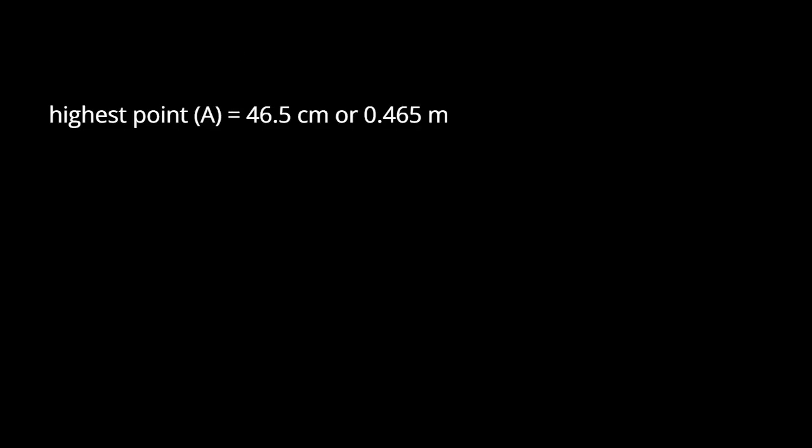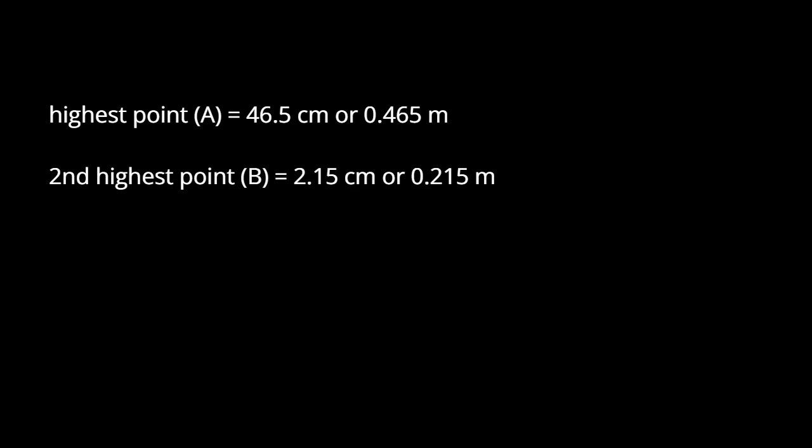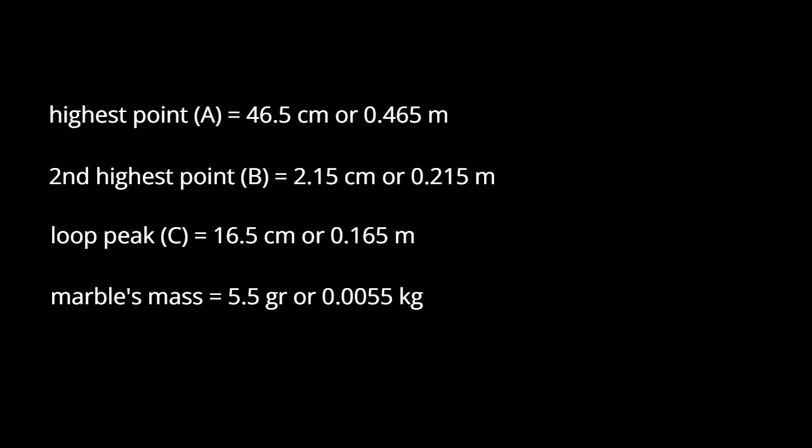On the other hand, this is the maximum kinetic energy point because it is the lowest point, which means that the marble has accelerated enough to get maximum velocity. For our measurements based on observation, the highest point of our roller coaster is 46.5 centimeters, and then point B is 21.5 centimeters, the loop peak is 16.5 centimeters, and the marble's mass is 5.5 grams.